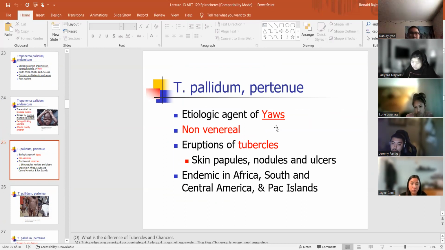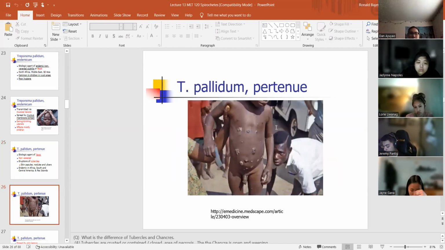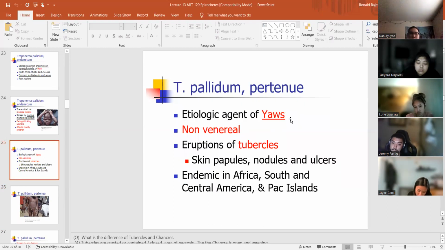So this is yaws. So the etiologic agent that causes yaws is Treponema pallidum pertenue. It's non-venereal, so it's not spread by sexual contact. Eruptions of tubercles, okay? And what tubercles are skin papules, nodules, and ulcers. And here it's found in Africa, South and Central America, and the Pacific Islands. Still kind of hovering around the equator, warm tropical areas. And again, it's in children. So this is Treponema pallidum pertenue. Those are the tubercles all over this child's body.